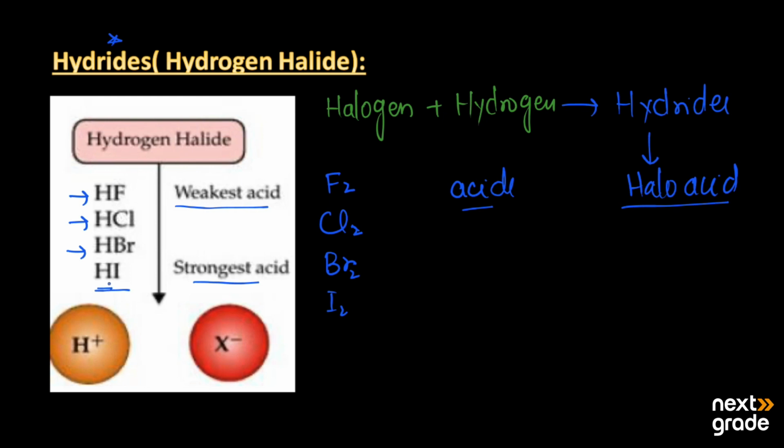Here the positive part comes from the hydrogen, which has lost the electron. On the other hand, the negative part comes from the halogen, which is X negative. The force of attraction that attracts these two is called the bond, and they form hydrogen halides.